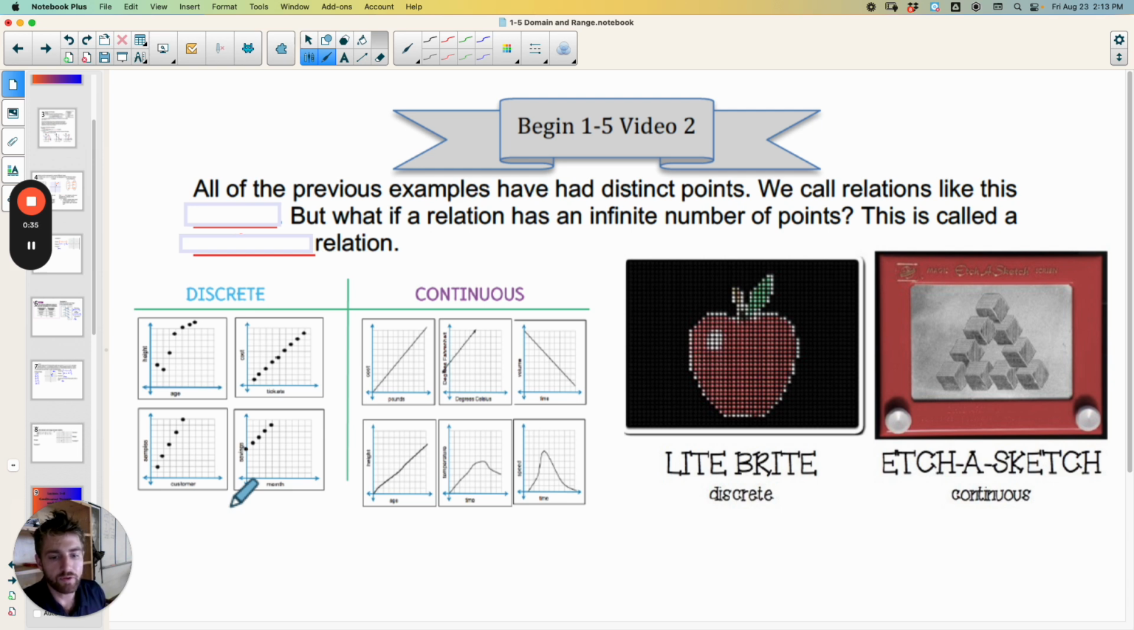If you remember back to the last video, 1-5 video 1, we talked about the AP scores. Those students could score either a 1, 2, 3, 4, or 5. So that's discrete data because you can't score a 1.5 or a 1.1 or a 1.2, and we answer that question, does it make sense to connect the dots? No, it doesn't make sense to connect the dots because there's no values in between that you can have data for. That's an example of discrete. But when it does make sense to connect the dots, that's what we call continuous data.